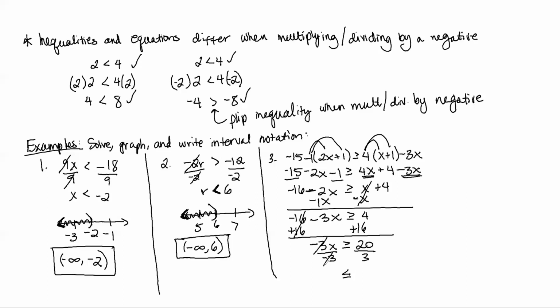The left side becomes x, and the right side is 20 thirds, and 20 thirds is usually perfectly fine. You can still write it here, but when you go to graph it, it's easier to see what number it is if we change it to a mixed number. So 3 goes into 20 6 times with a remainder of 2, so 6 2/3.